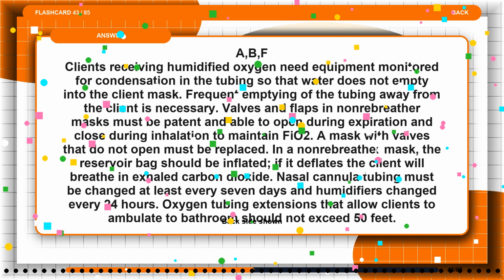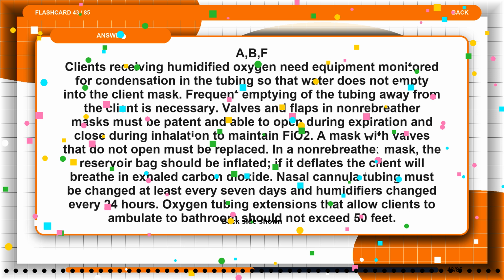The answer is B, F. Clients receiving humidified oxygen need equipment monitored for condensation in the tubing so that water does not empty into the client mask. Frequent emptying of the tubing away from the client is necessary.